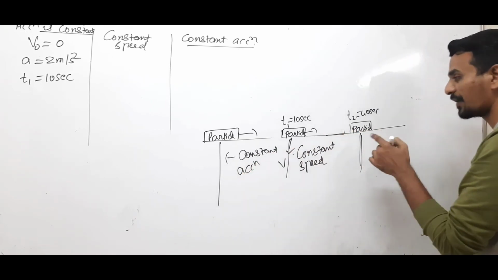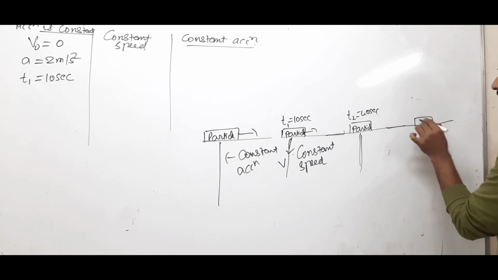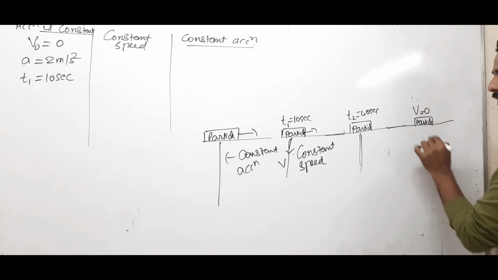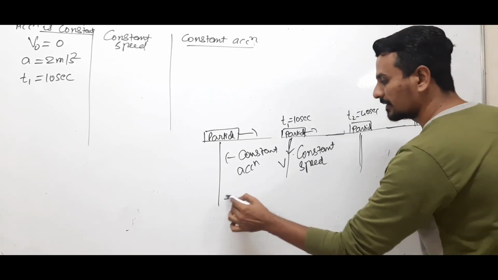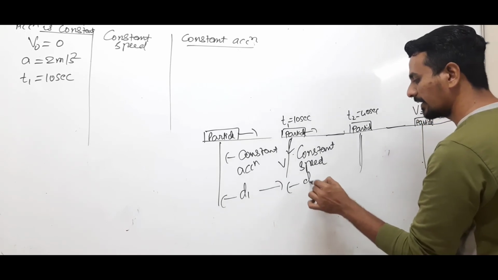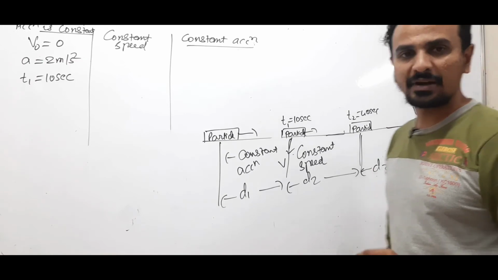And then it is again performing retardation. It's performing retardation till the particle stops, so final velocity will be 0. And we are to calculate the total distance. Let us call these distances d1, d2 and d3. We have been told to calculate d1, d2, d3.